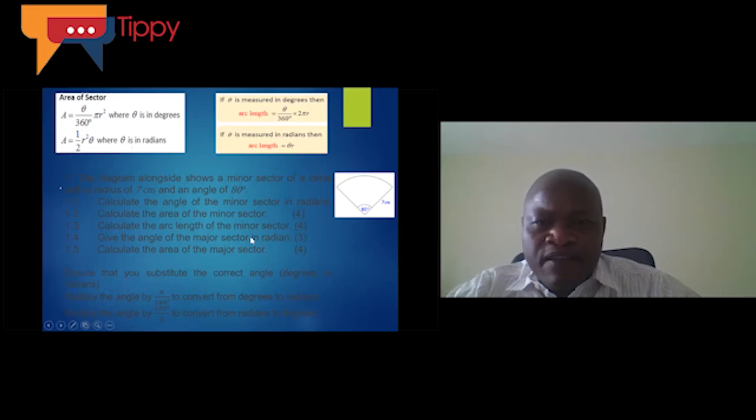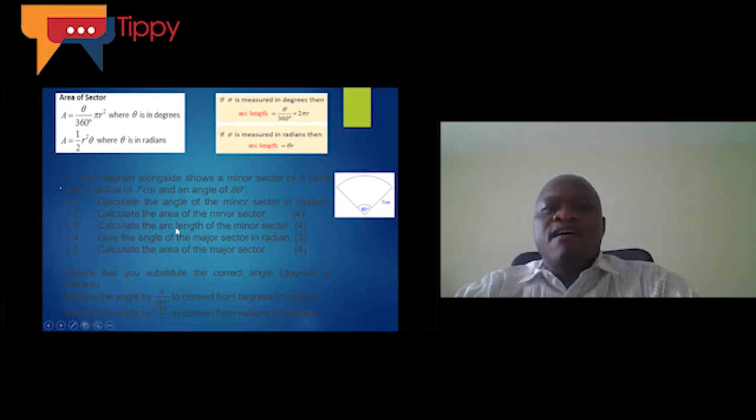Okay, let's go to 1.3. Calculate the arc length of the minor sector. What is the length there? So the arc length is given by theta over 360 multiplied by 2 pi r when theta is in degrees.